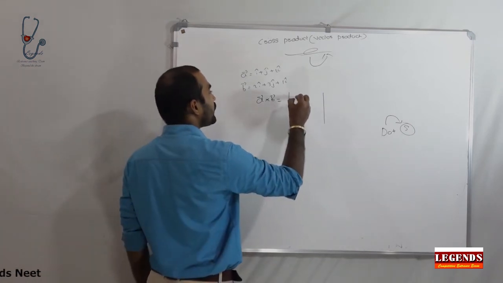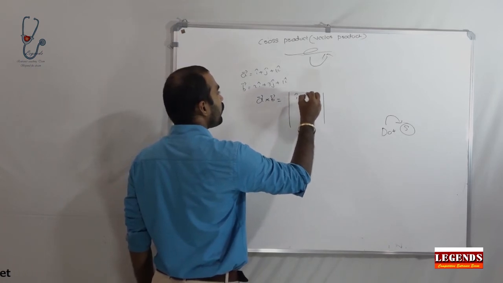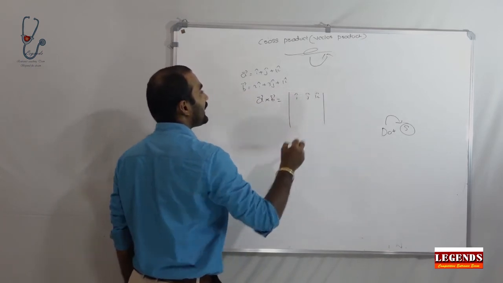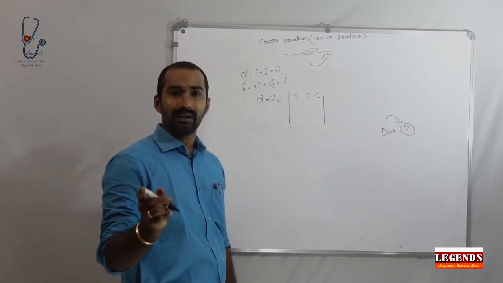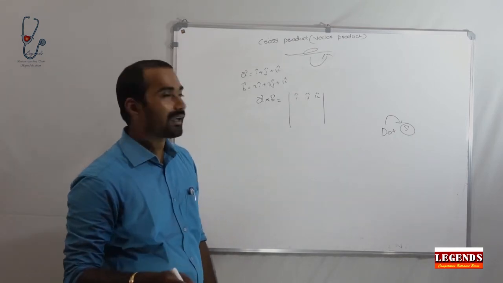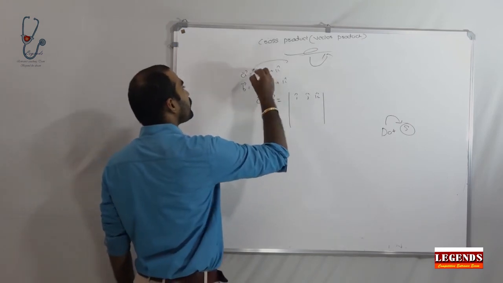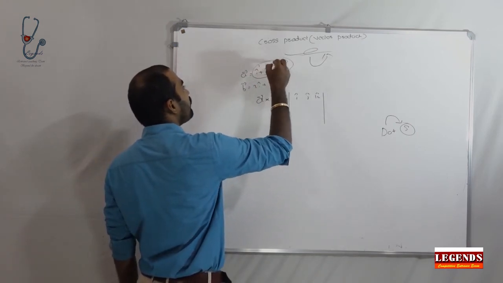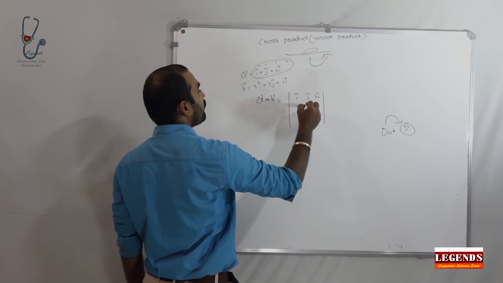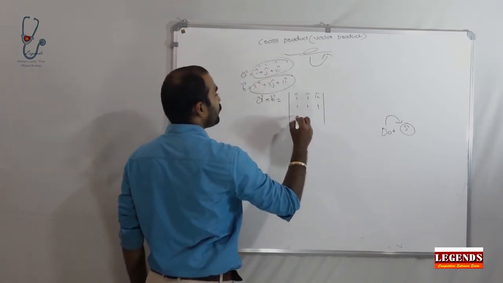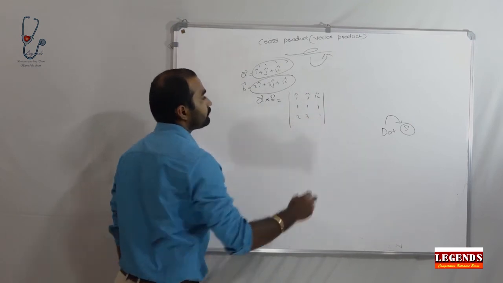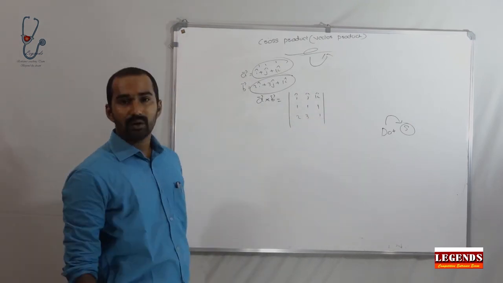First of all, write the first row. The first row is always written as i, j, k. Then write the coefficients of the first vector, then the coefficients of the second vector. Here the coefficients of the first vector are 1, 1, 1, written as a row. And the second one is 2, 3, 1. Okay, this is A cross B.